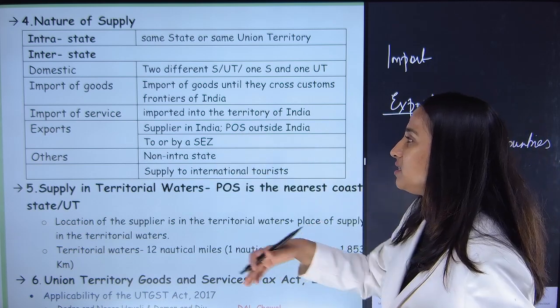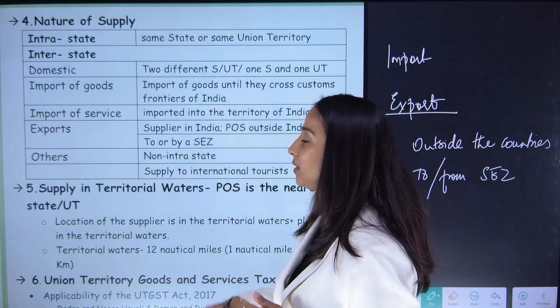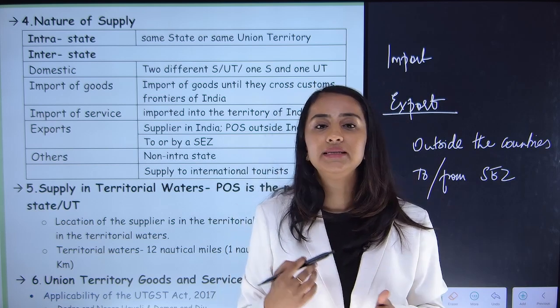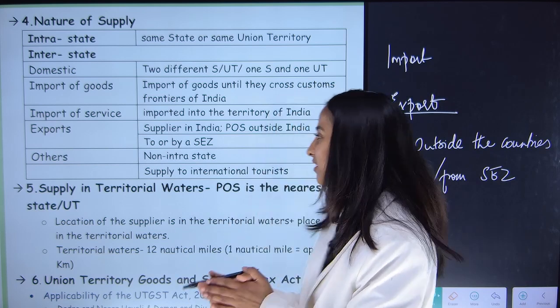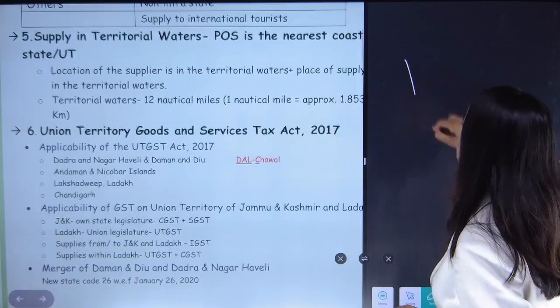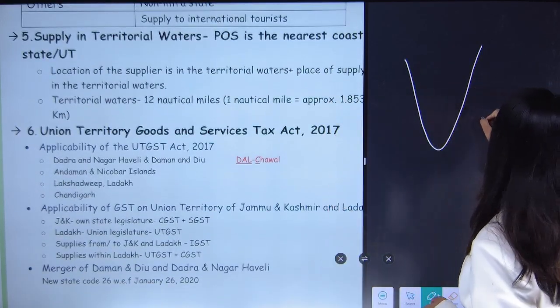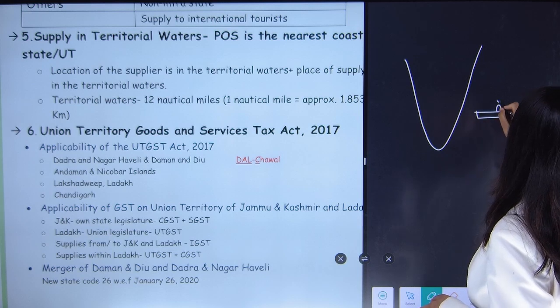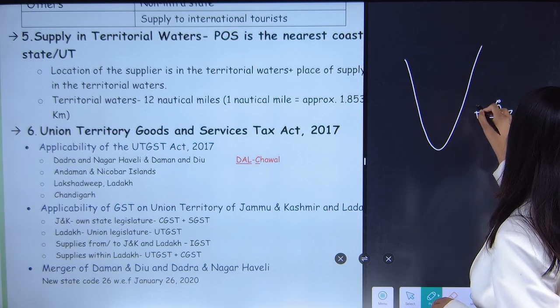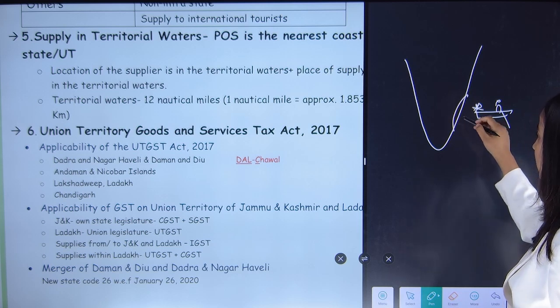Next, non-intrastate sales, whatever doesn't come under the above categories will be an interstate sale. And then if you are making any supply to international tourists, then also it will be considered as an interstate sale. Are we good? Yes. Cool. Next, supply in territorial waters. Simple example, this is India, don't judge my drawing. Okay, and let's say this supplier is somewhere here. So the closest state, let's say, is Kerala here.